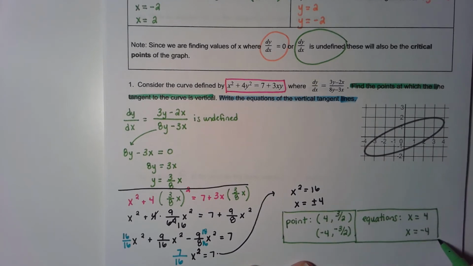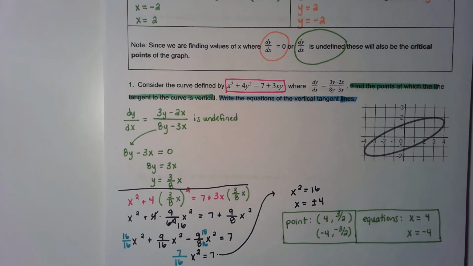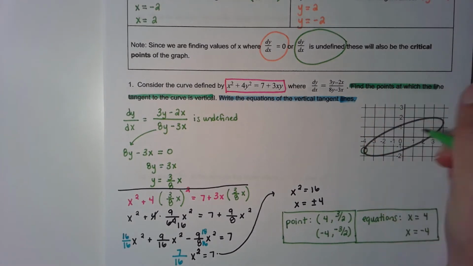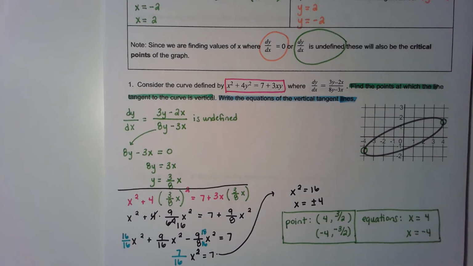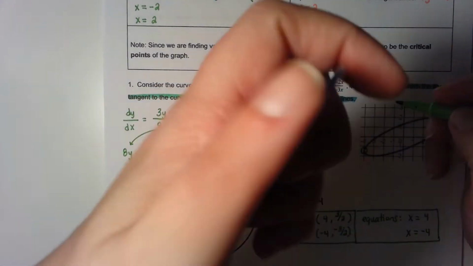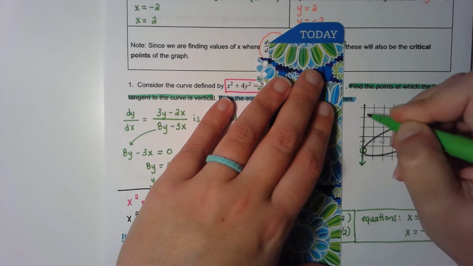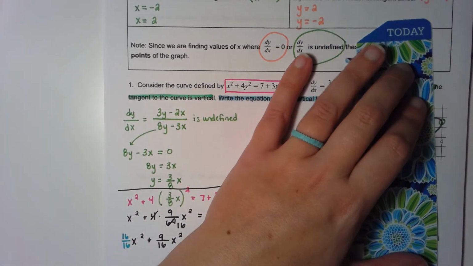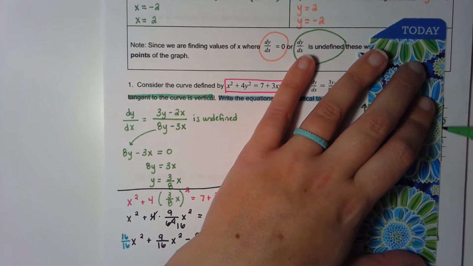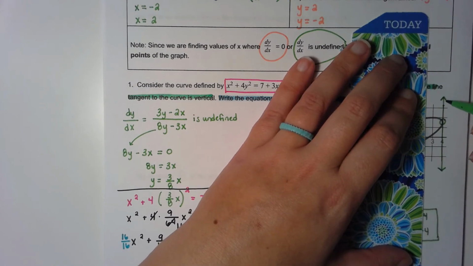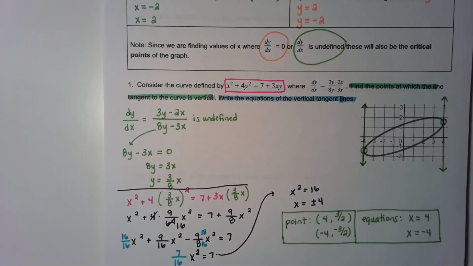Now, how does this compare to if you actually look at a picture? Well, if you visually examine this picture, the tangent line appears that it's going to be vertical here and here. You can picture that in your head. And that is the place where x is negative 4 and y is approximately negative 1.5 or negative 3 over 2. And then x is positive 4 and y is approximately positive 1.5 or positive 3 over 2.